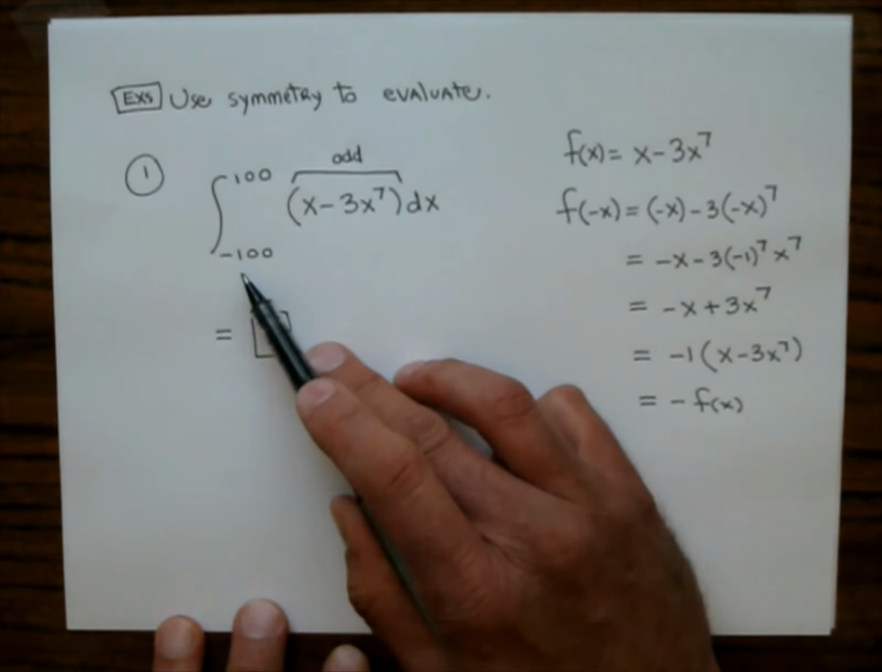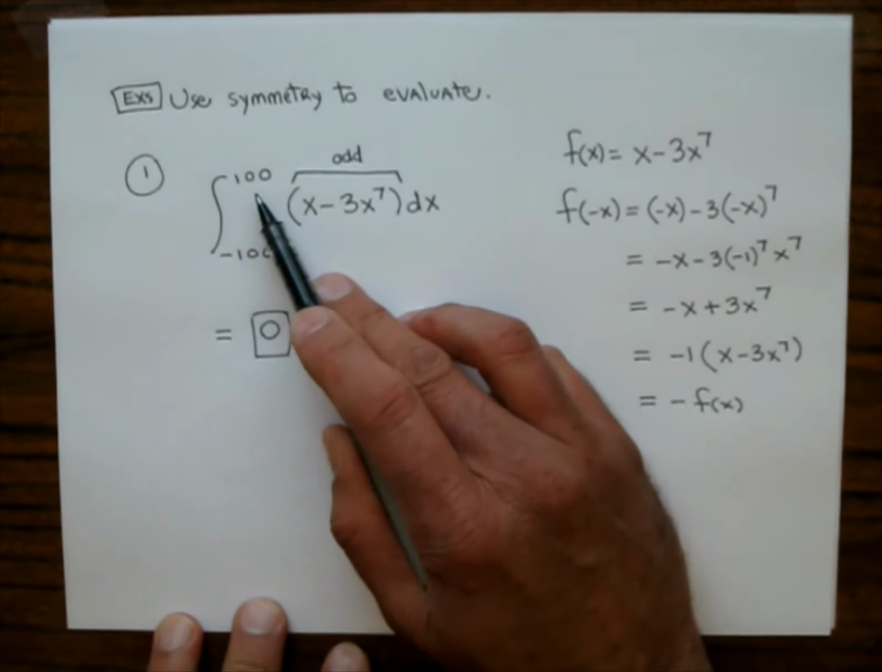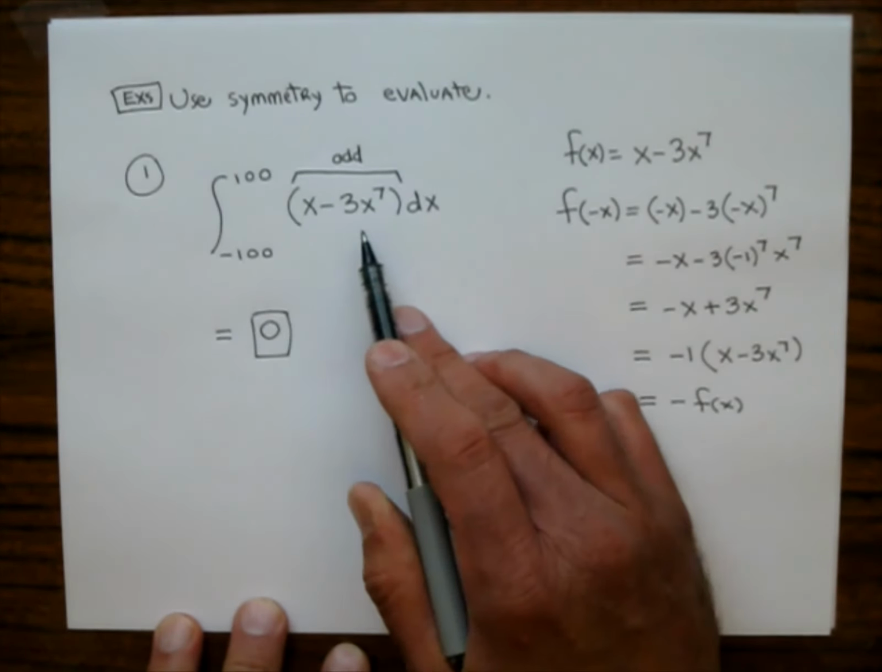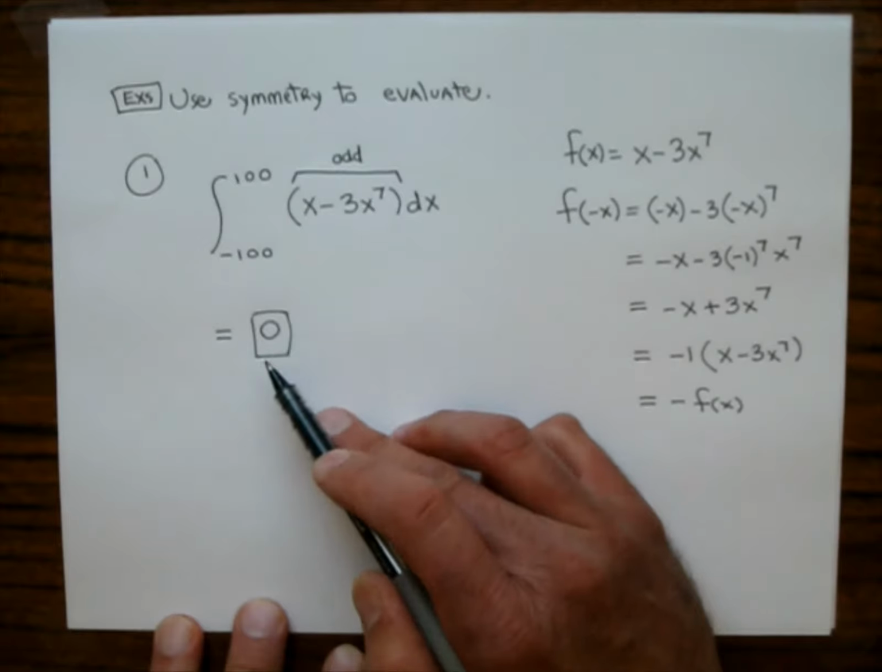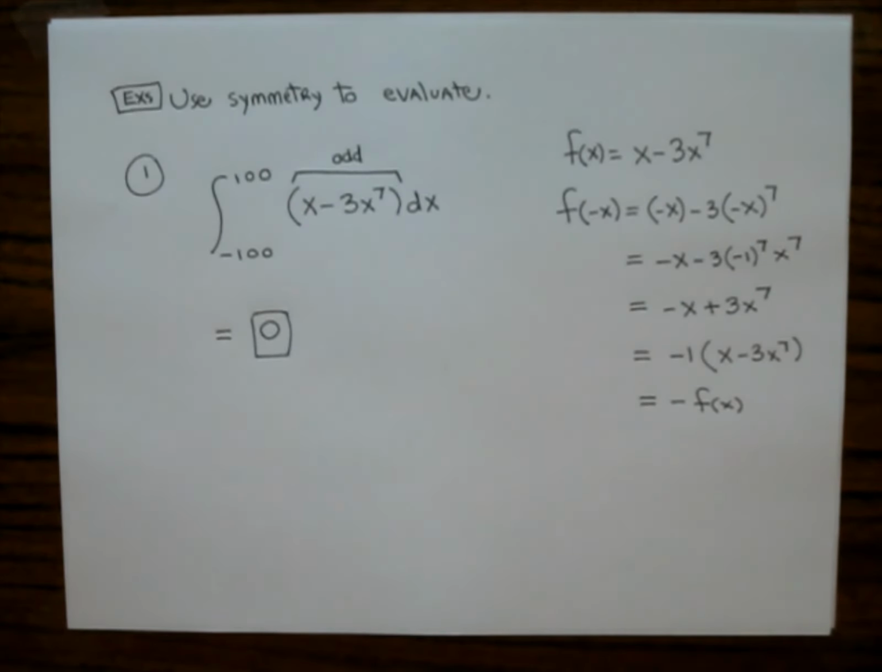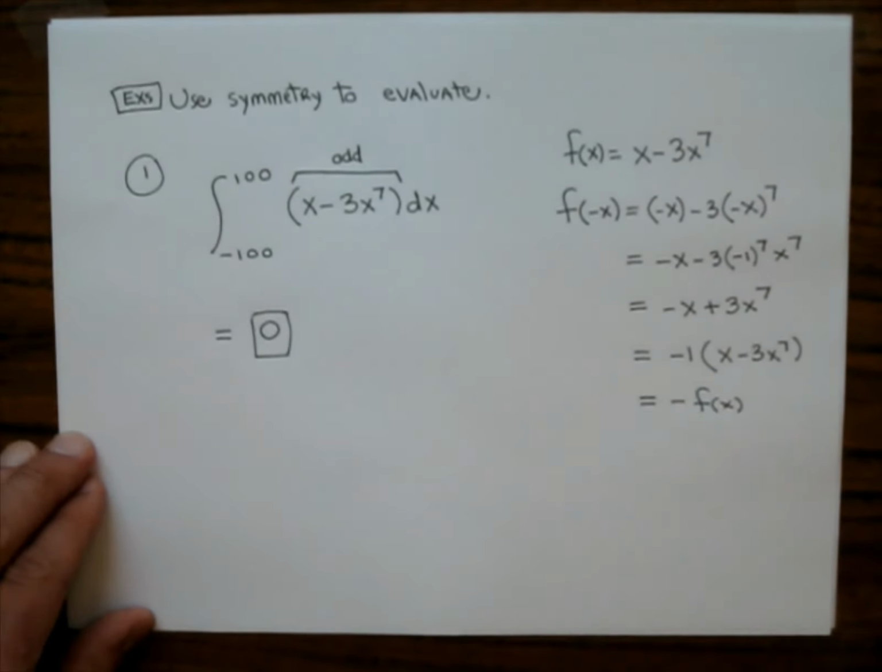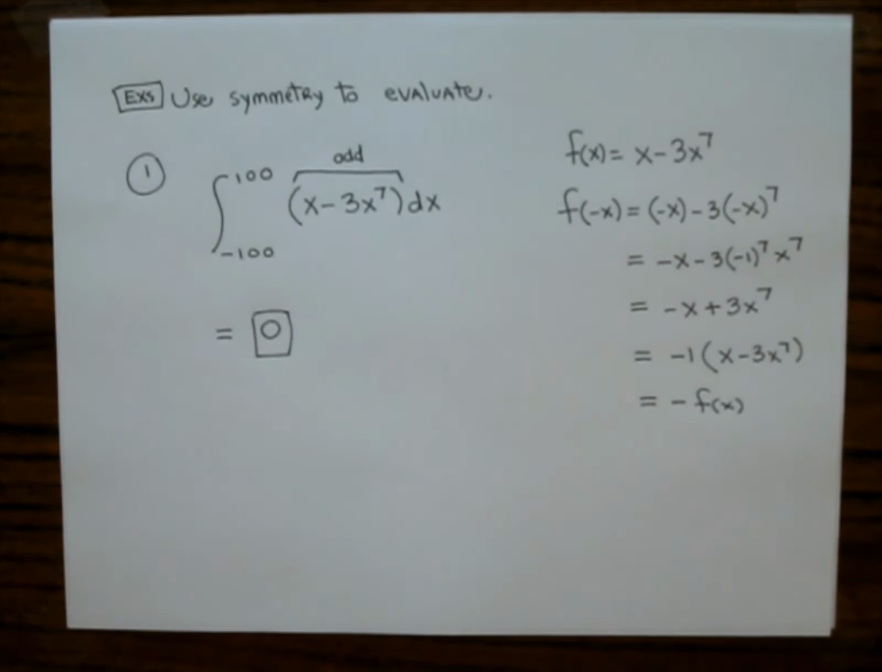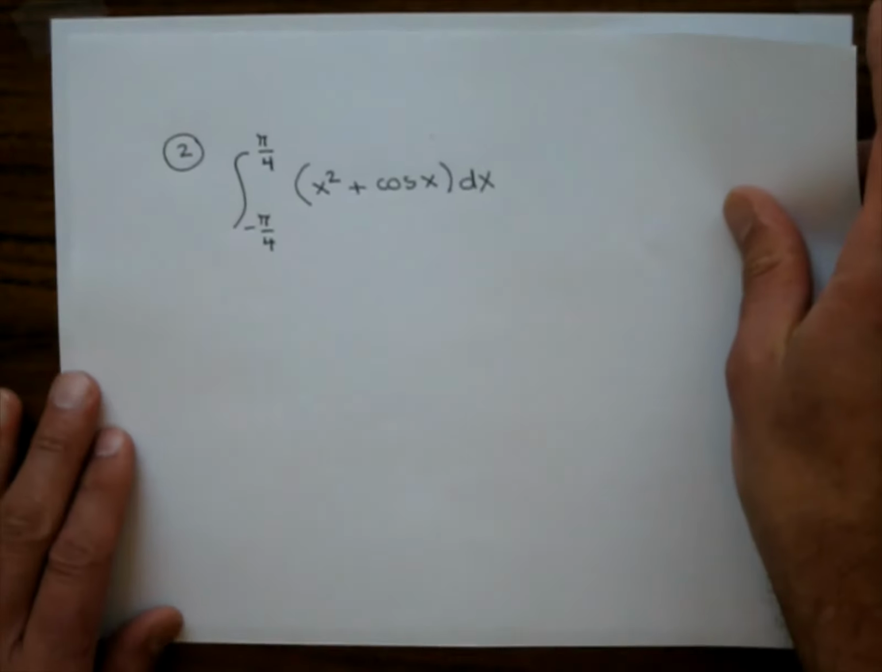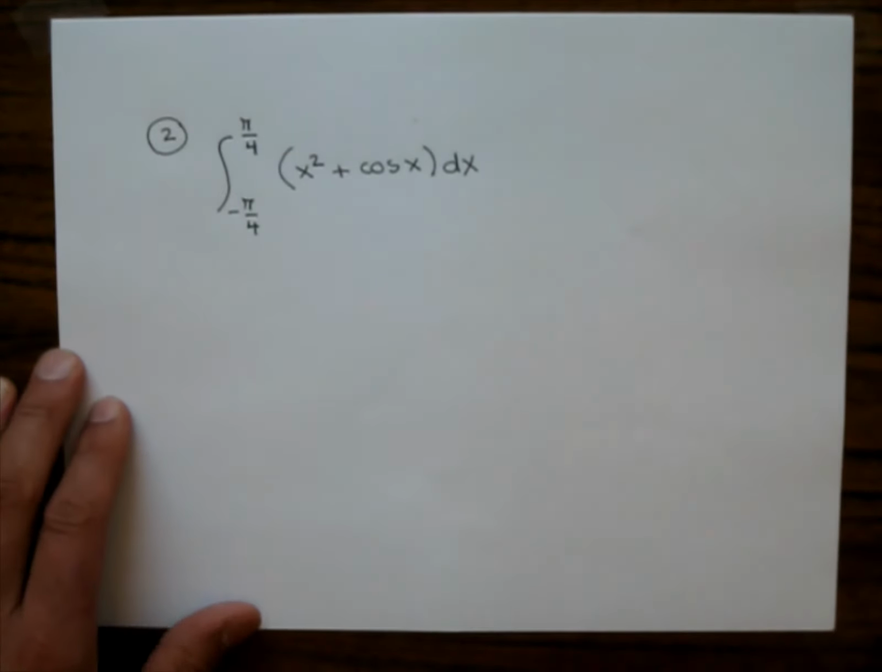Now, if this said from negative 100 to 150, then we couldn't do that. We couldn't just say 0, we'd have to evaluate it. I mean, there are little things we can do, but we're done with this problem. Let's go ahead and do another problem. Use symmetry to evaluate this definite integral. Okay, so what do we have here?